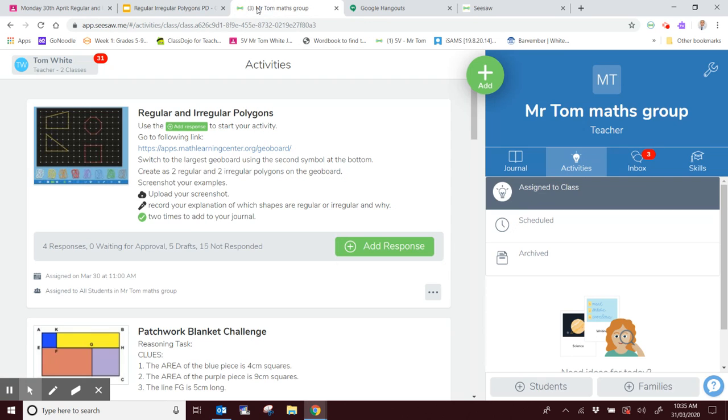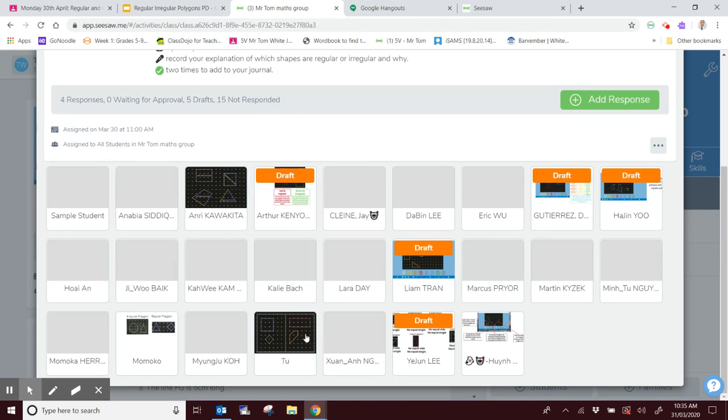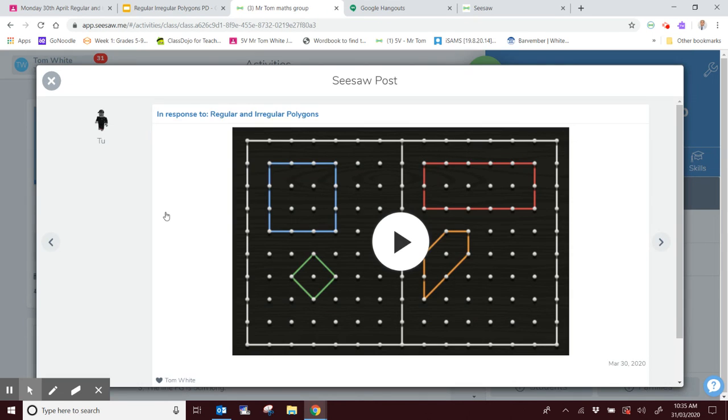Okay, so over to this then and to the responses that I've had so far. I really liked the responses where people recorded their voice. So Tu's was a really good example. On the left-hand side, he's got regular polygons. On the right-hand side, he's got irregular polygons. But just have a look. This is what I meant about it being rotated. The blue square is still a square. The green square is still a square.